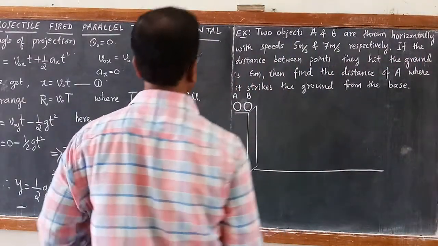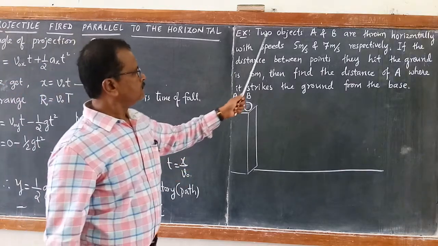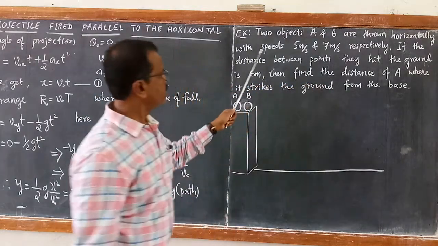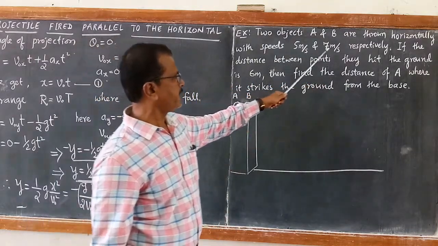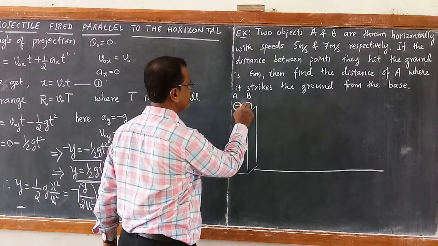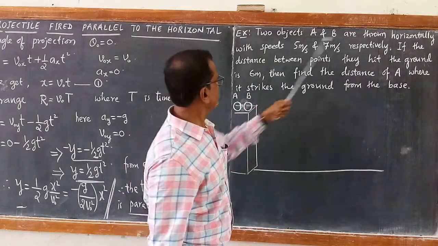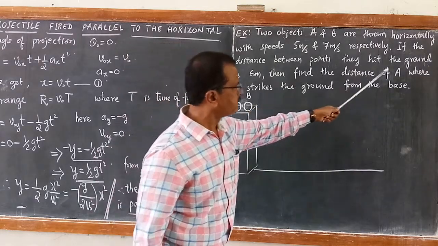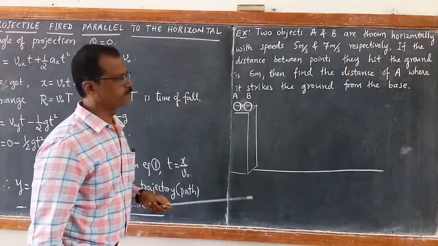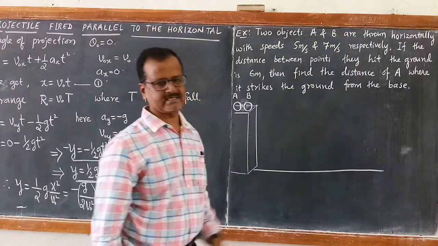Okay, let us look at this problem of a horizontally thrown projectile. Two objects A and B are thrown horizontally with speeds 5 meter per second and 7 meter per second respectively. If the distance between the points where they hit the ground is 6 meter, then find the distance of A where it strikes the ground from the base.